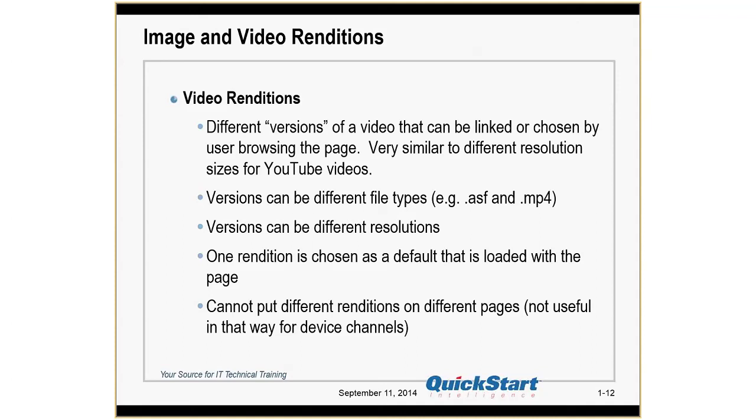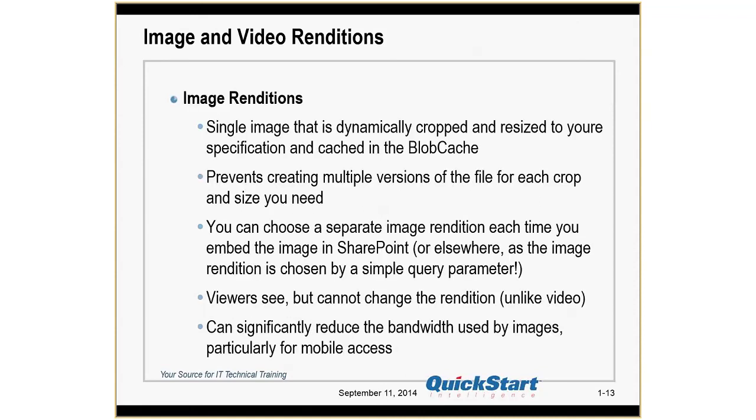Presumably, they're going to give us the flexibility in a future version, at least I'm hoping, to choose a different rendition based on a different device channel or on a different page. We have that capability in our image renditions. So an image rendition, single image that we can dynamically crop and resize to our specification. And it's cached in the blob cache. Why the blob cache is required.